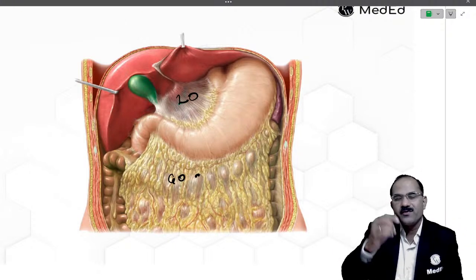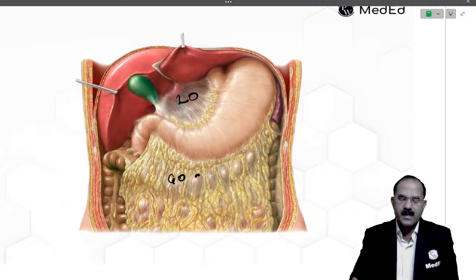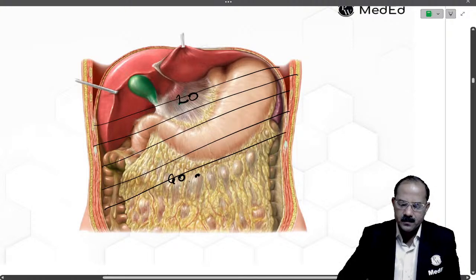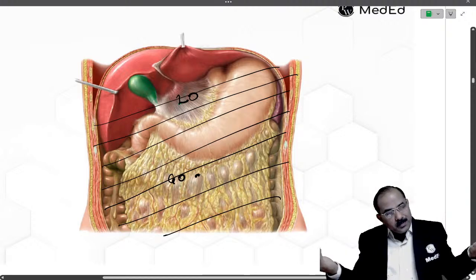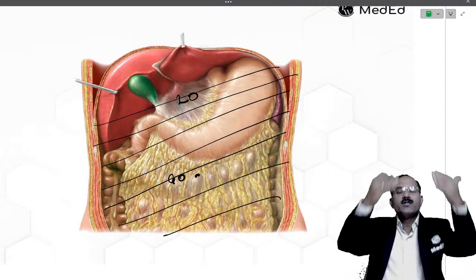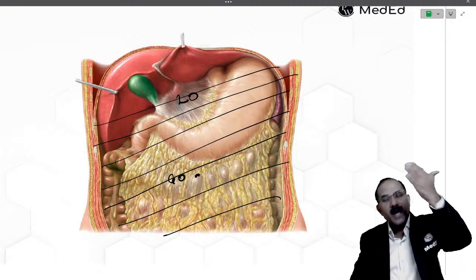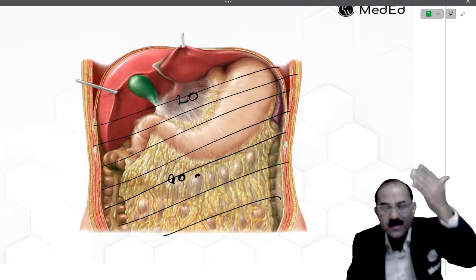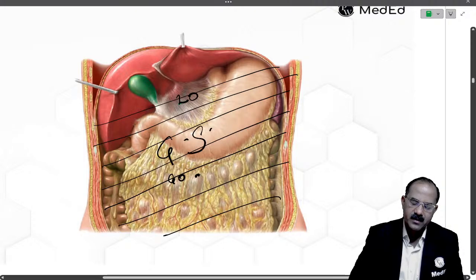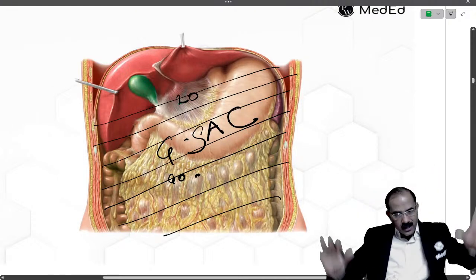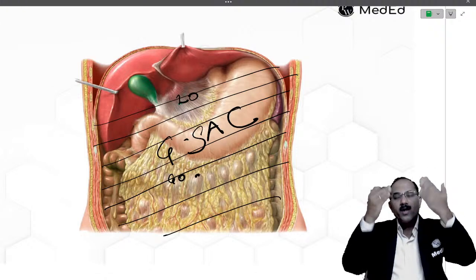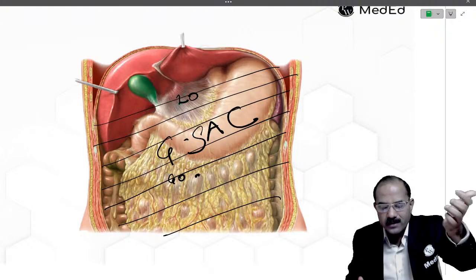And suppose any fluid is in the lesser sac, what is all this that I've pointed? What have we opened? We've opened the anterior abdominal wall. So between the anterior abdominal wall and the stomach, what is that space known as? That's the greater sac. This entire area is the greater sac.